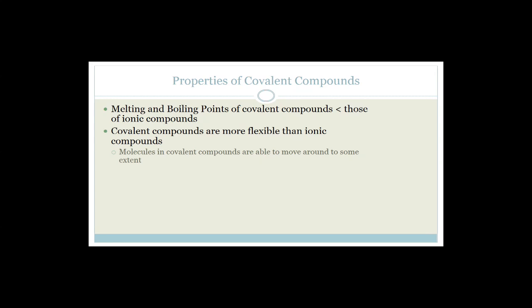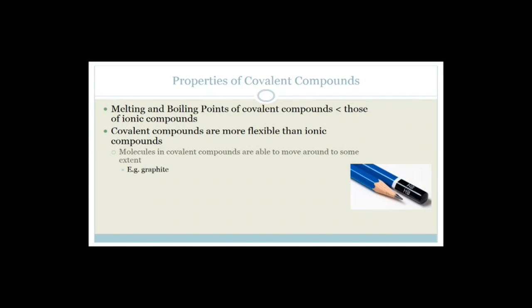Because the molecules in covalent compounds are able to move around to some extent. Okay, they might move around a bit. Whereas the atoms in ionic compounds and elements tend to be in strict rigid spaces. Okay, remember the networked lattice.